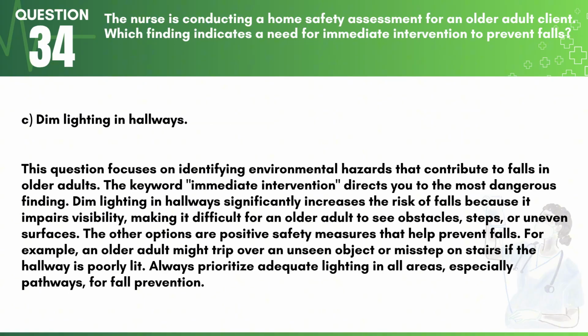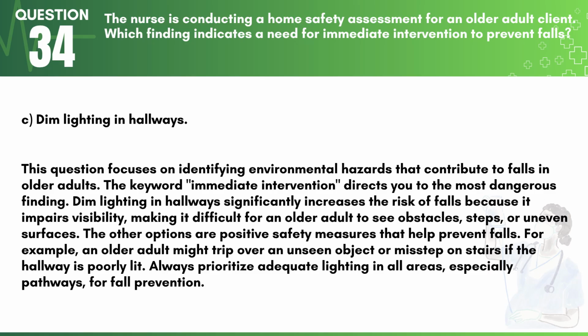Answer: C. Dim lighting in hallways. This question focuses on identifying environmental hazards that contribute to falls in older adults. The keyword, immediate intervention, directs you to the most dangerous finding. Dim lighting in hallways significantly increases the risk of falls because it impairs visibility, making it difficult for an older adult to see obstacles, steps, or uneven surfaces.